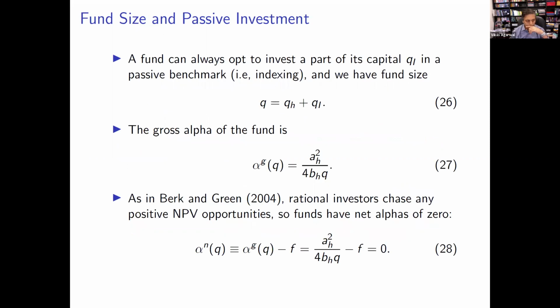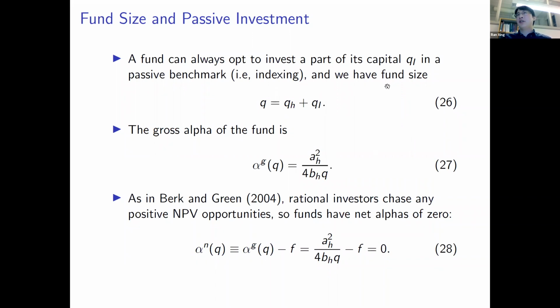Okay. And now let me use the last bit of time to turn to the relation between fund size and trading cost, and also the relation between fund size and turnover. Once we focus on fund size, another setting in Berk and Green is very important, because they allow a fund to invest a part of its capital, that's Q_I, in a passive benchmark. They allow the fund to index part of their capital.